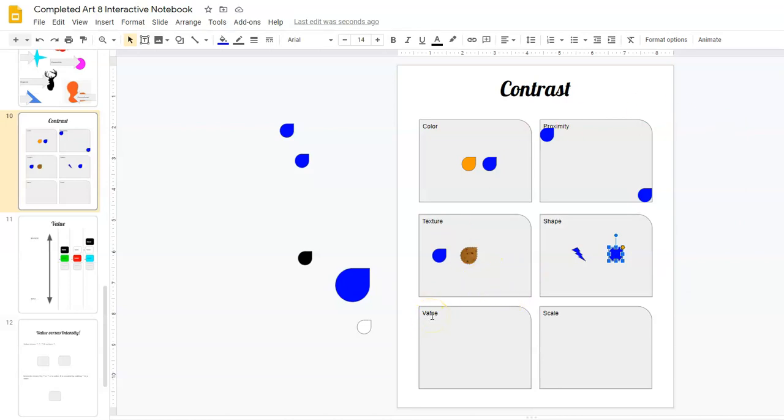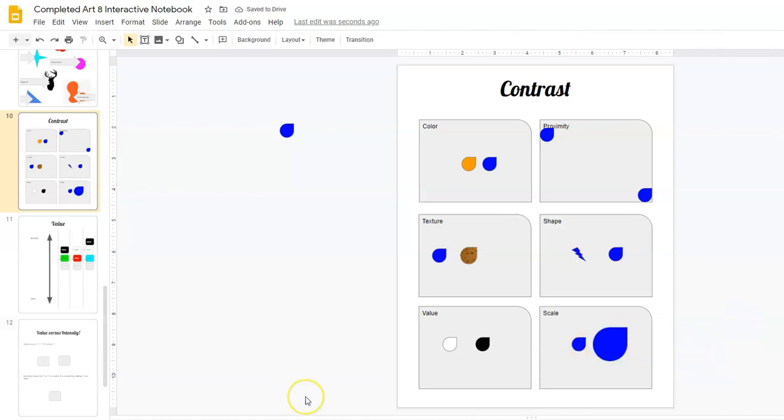Value is how light or dark something is. So the very lightest value is going to be white, and the very darkest value is going to be black, so that those 2 are contrasting. In the last box, scale, that's just a fancy word for size. So I don't want to use these 2 because they're the same size. I want to use one of these little ones and one of these big guys, to make it small versus large. And those are our notes about contrast.